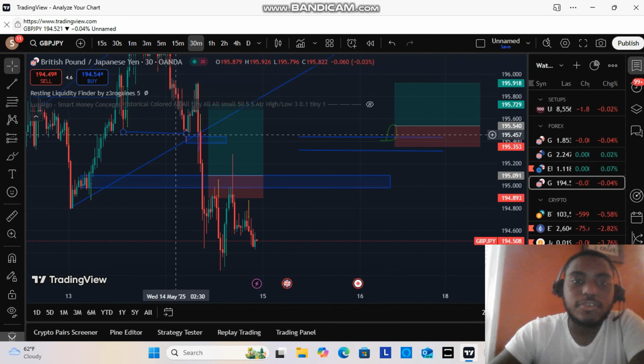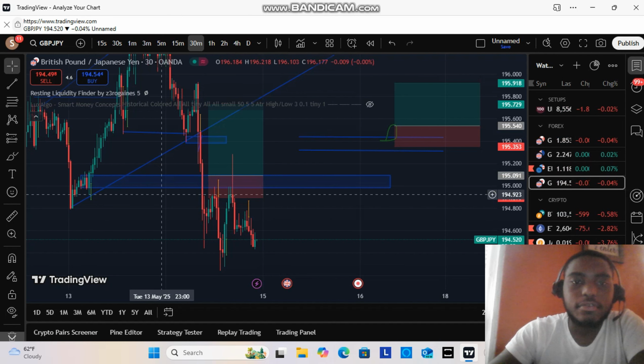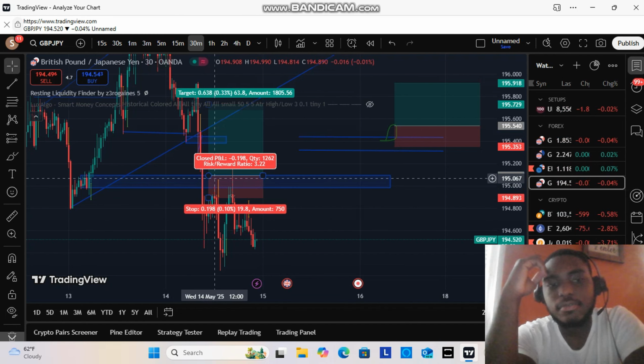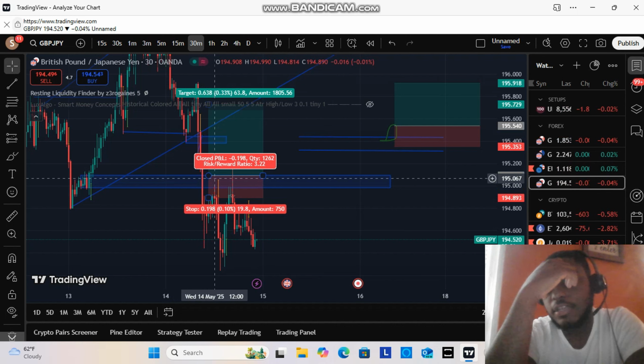But unfortunately, it broke the zone. I put my entry at the top of the zone, stop loss at the bottom. And you know the messed up part is on my live account, I don't think I put any stop loss. If I did, I put a wrong stop loss, because when I got stopped out on my funded account, I also never got stopped out on my live. I'm like, why am I still in this trade? Damn, that's so crazy.